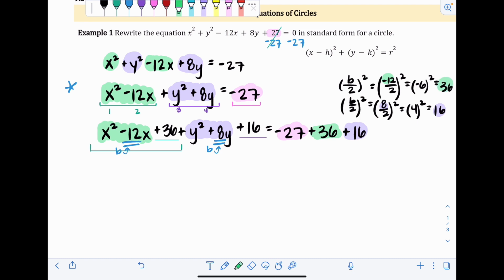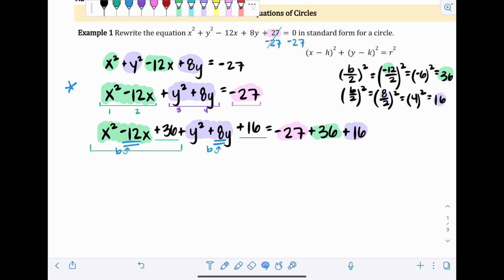Okay, so one thing I want to add before we move on to the factoring part. If you get really comfortable with the b over 2 squared, I don't necessarily need you to write this whole process out. If you say, okay, well, b is negative 12. If I divide it by 2, that's negative 6. And then if I square it, I get 36. Or 8 is b over here. If I divide it by 2, it's 4. And then if I square 4, I get 16. So whatever you're comfortable with, write as much or as little as you need to.